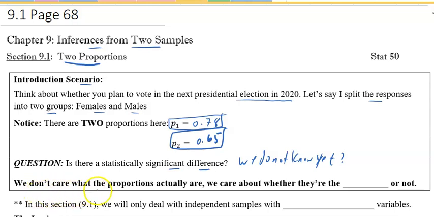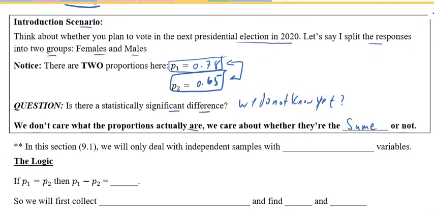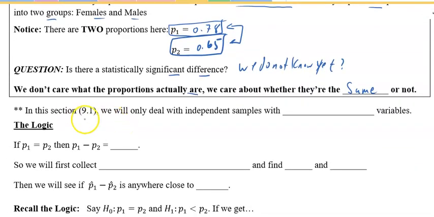So, we don't care what the proportions actually are, because these numbers don't mean much, because it depends on the population. We care about whether they are the same or not. So, this is the idea. In section 9.1, we will only deal with independent samples with qualitative, which means categorical variables.